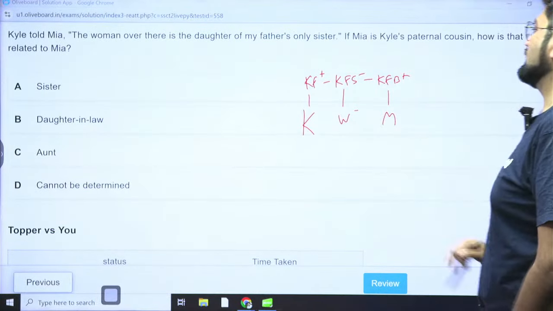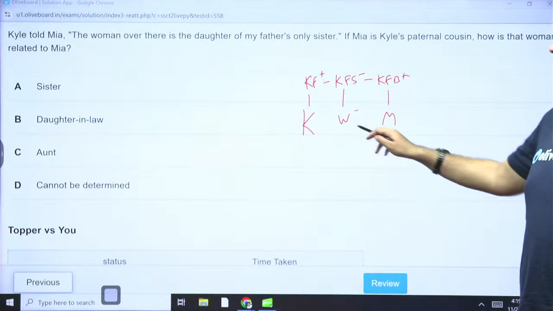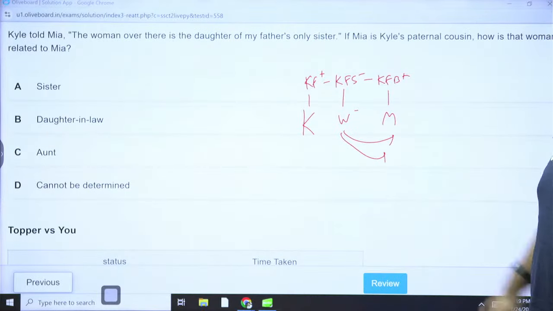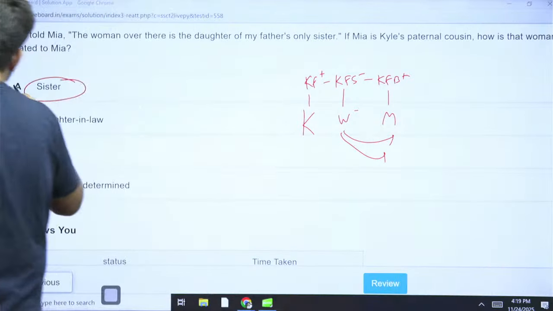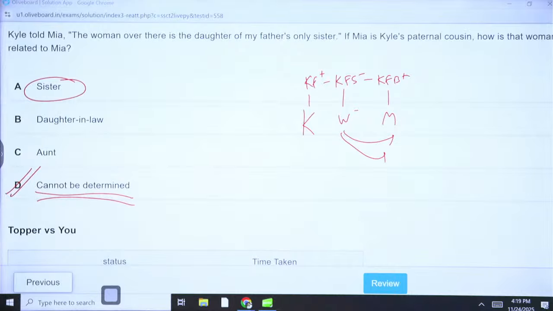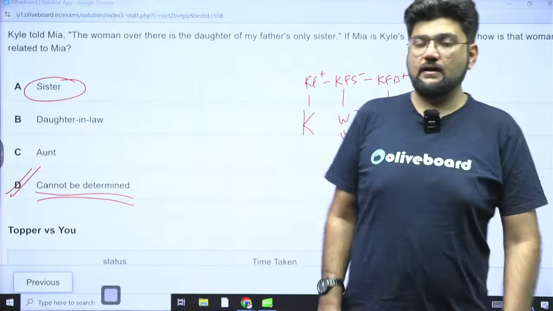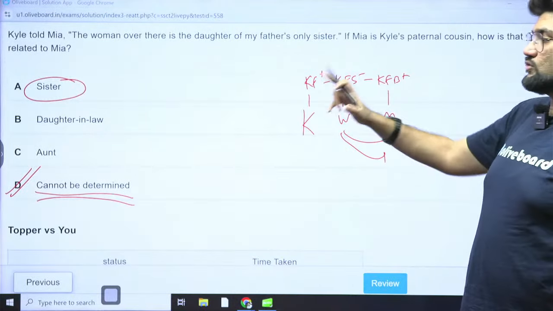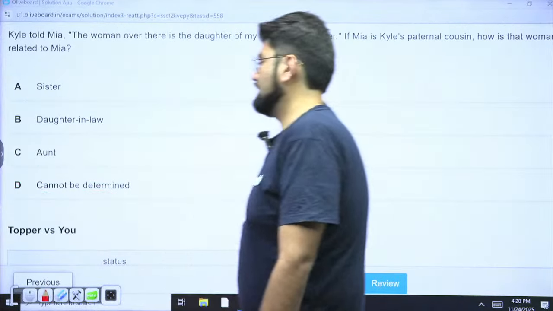They have not given us the gender. How is that woman related to Mia? Either cousin or sister. It can be two options, right? We have sister in the options. We could have selected this, but we also have cannot be determined. So this will be our primary choice, because we have multiple options which can be catered as an answer. Hence, we will choose cannot be determined if it is present here. So option D will be the correct answer.